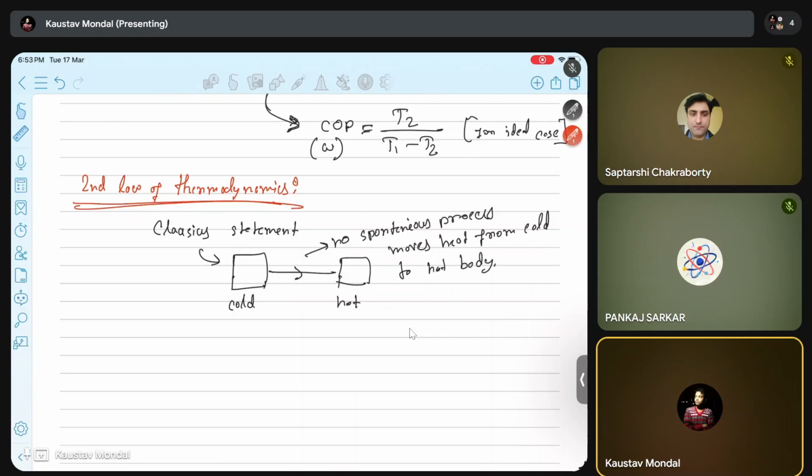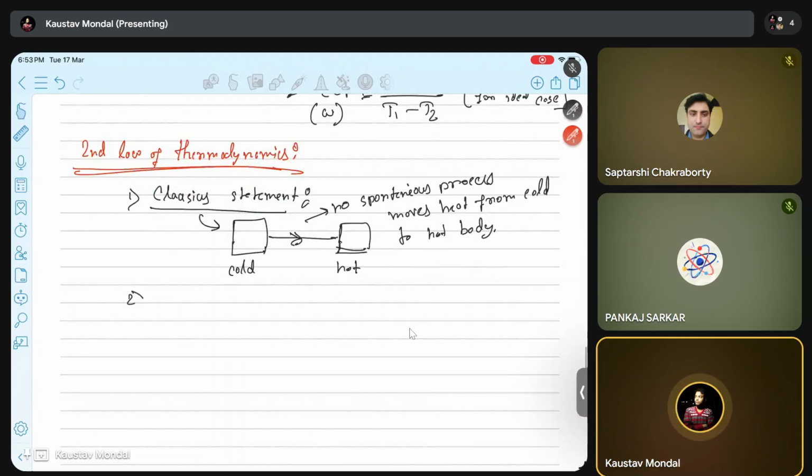Like we see in the case of a refrigerator, you have to use an engine and put some work onto the refrigerator in order to pull out some heat from cold and move it to hot, right? So this is the Clausius statement for the second law of thermodynamics. Now, the next statement is given by two scientists, and their statements were combined and made into the Kelvin-Planck statement.